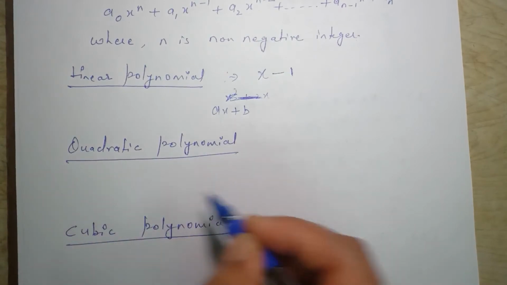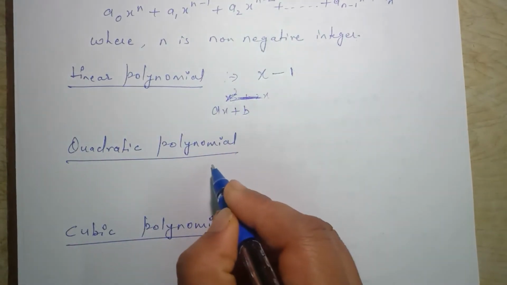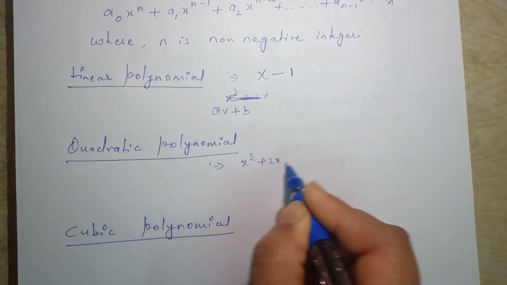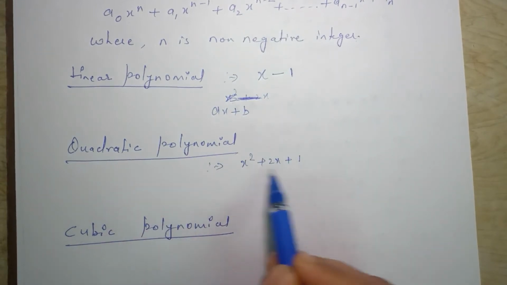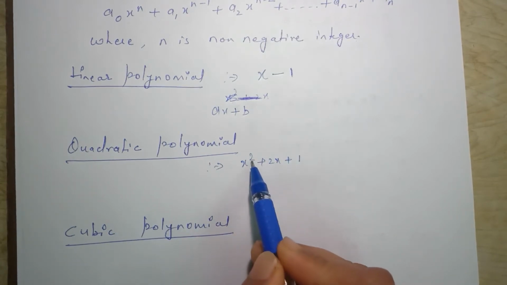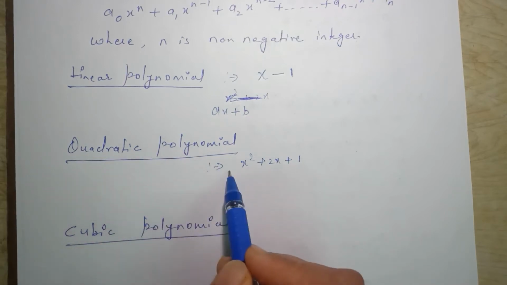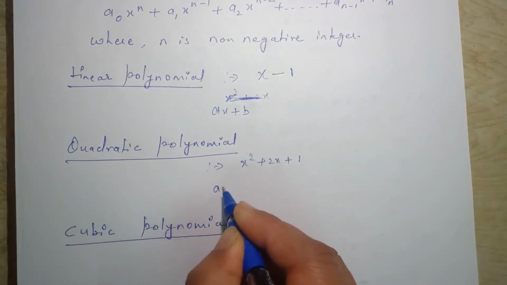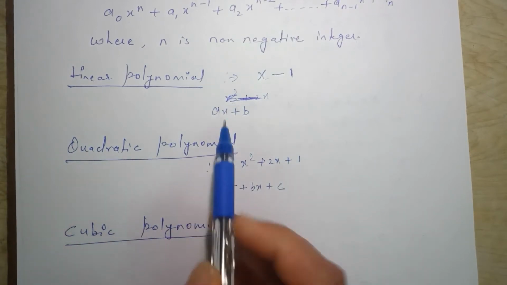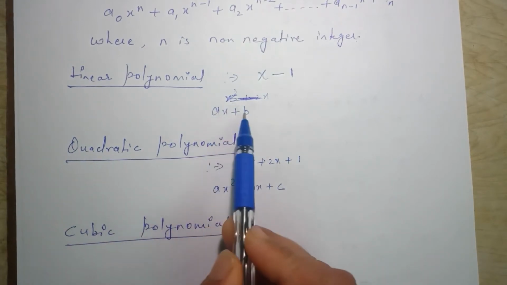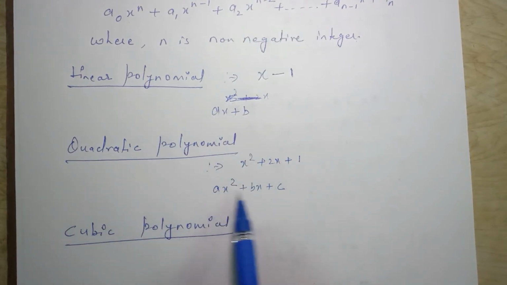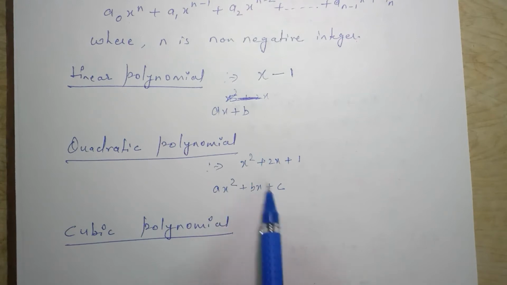Next, quadratic polynomial. One example I have written. Again I am writing, suppose I take x square plus 2x plus 1. This is called a quadratic polynomial. Why? Because the degree of the polynomial over here is 2. So that's why it is called a quadratic polynomial. And its general form is ax square plus bx plus c, where a, b and c are constants, they are real numbers.